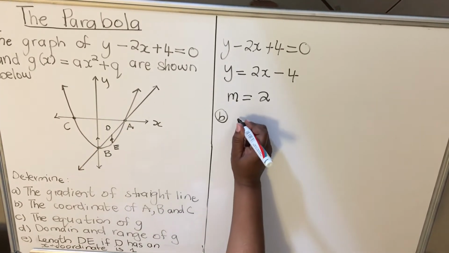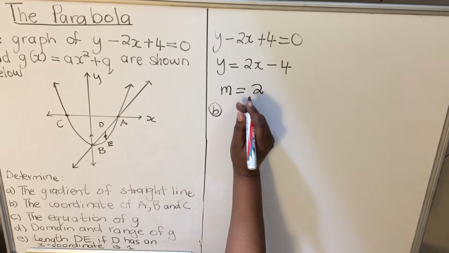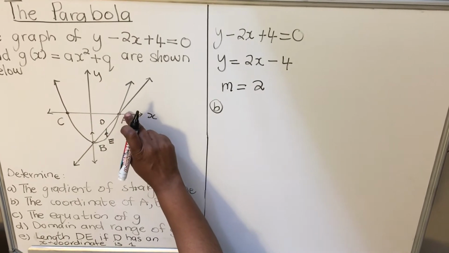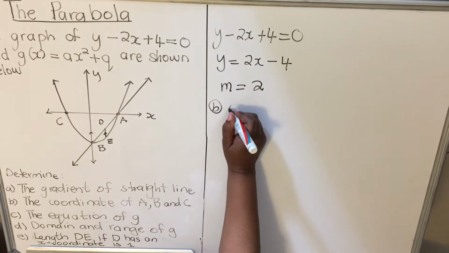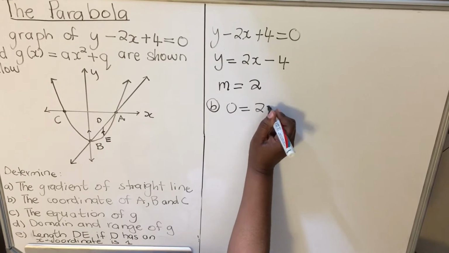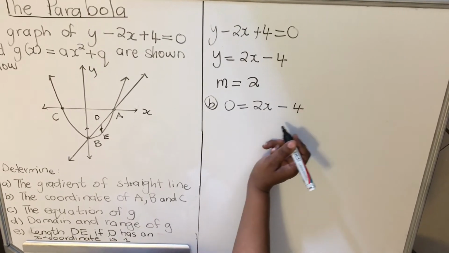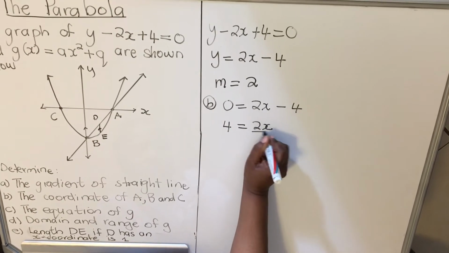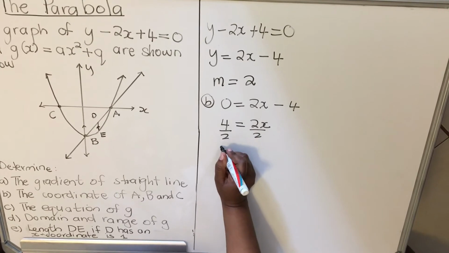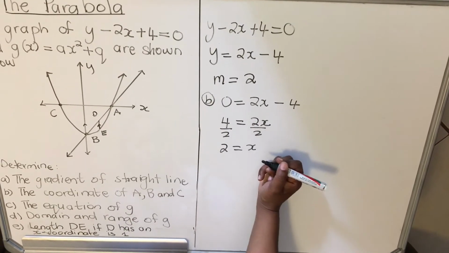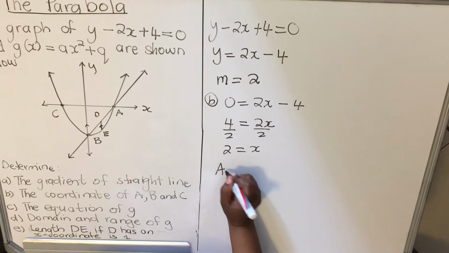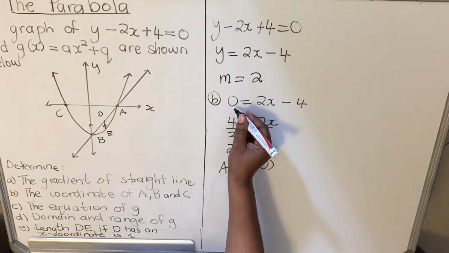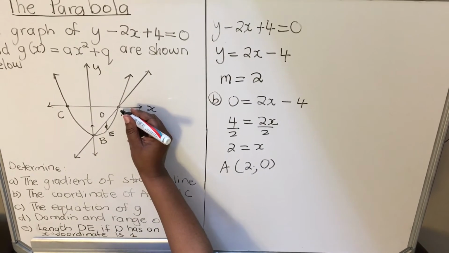Okay, let's start with A. At A, you use the equation that you have. I only have the straight line. I don't have the parabola. So in the x-intercept, y is 0. So I'm going to have 0 is equal to 2x minus 4. I take the minus 4 to the other side. It becomes 4 is equal to 2x. I divide by 2, I divide by 2. 2 is equal to x. So my coordinate at A, x is 2, y is 0. Remember I said let y be 0, because on the x-intercept, y is 0.